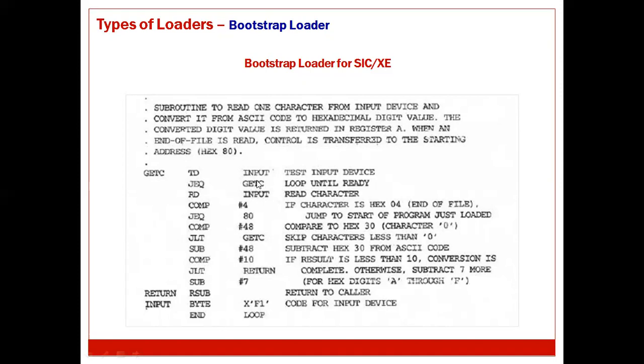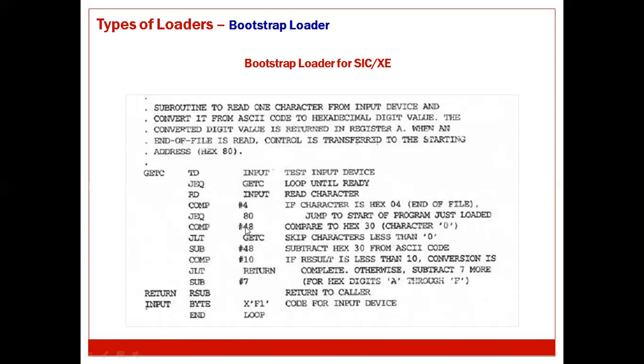We are taking the input from the input device, and we are looping until the system is ready, and then we input the character here. If the character is hexadecimal 4, which is decimal 4 and also hexadecimal 4, then that means it is the end of the file, and then you need to jump to the value that is 80 here. So jump to the start of the program.